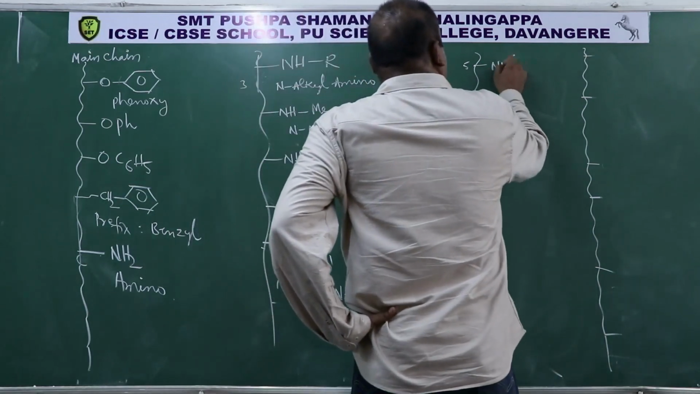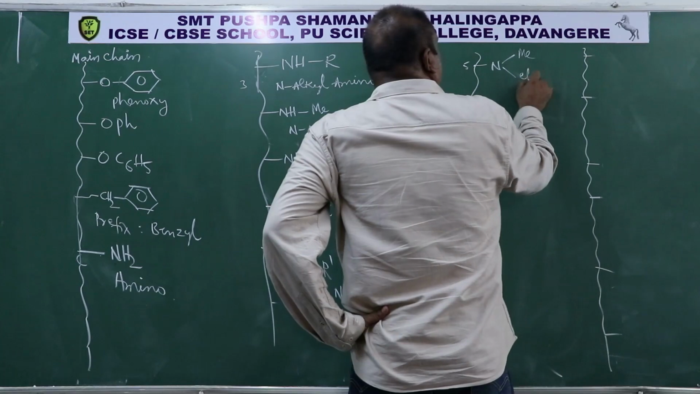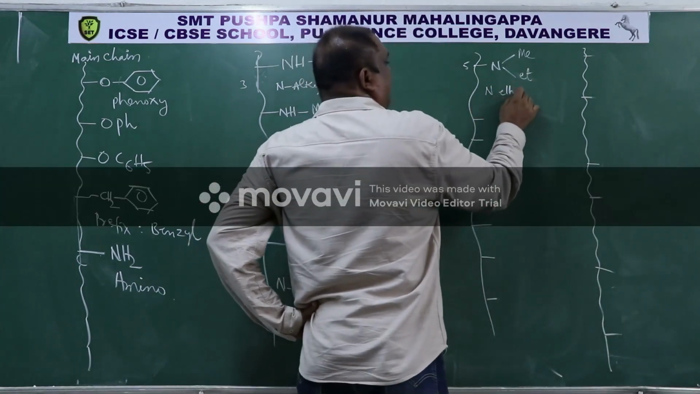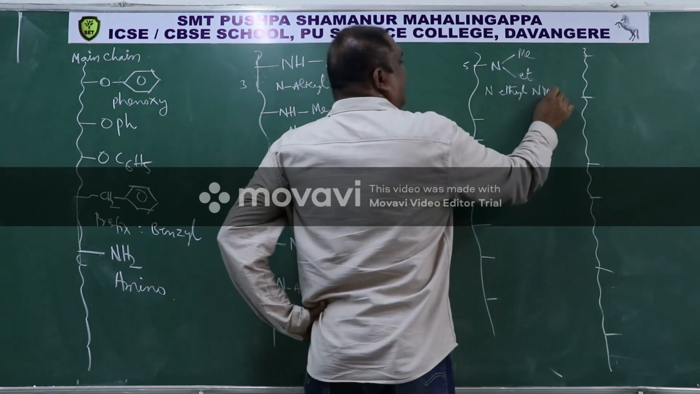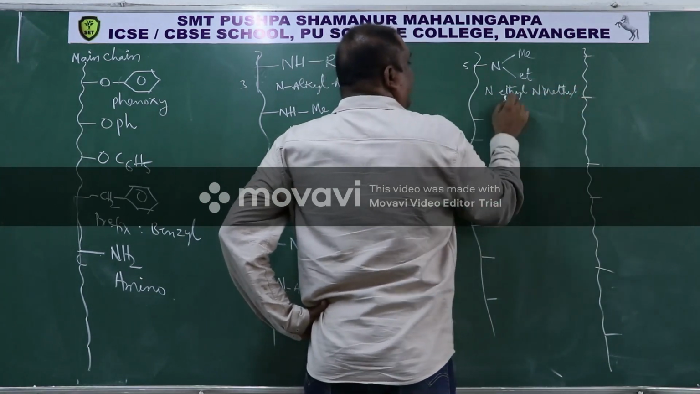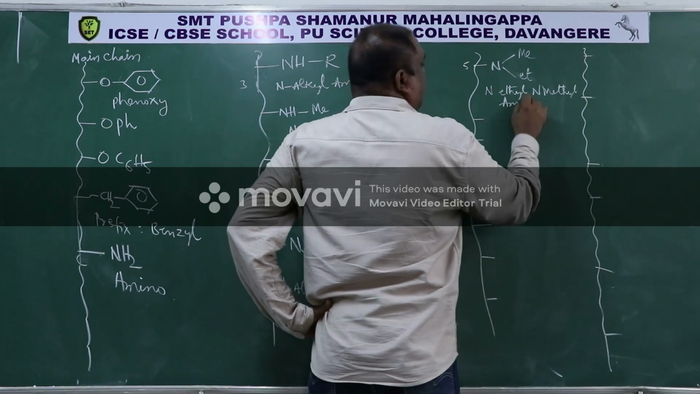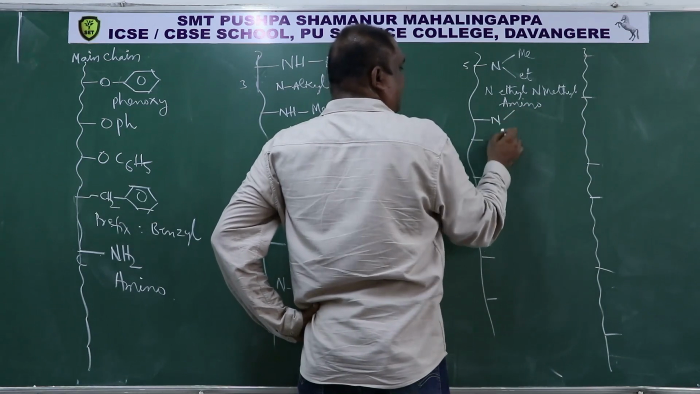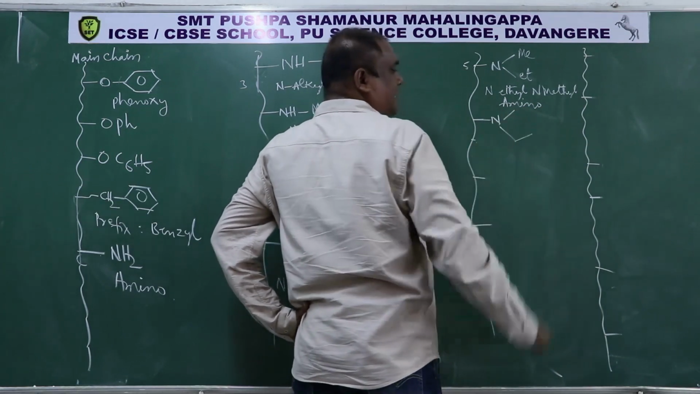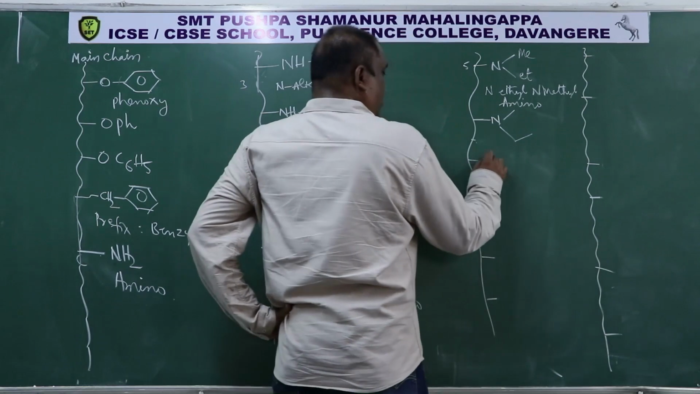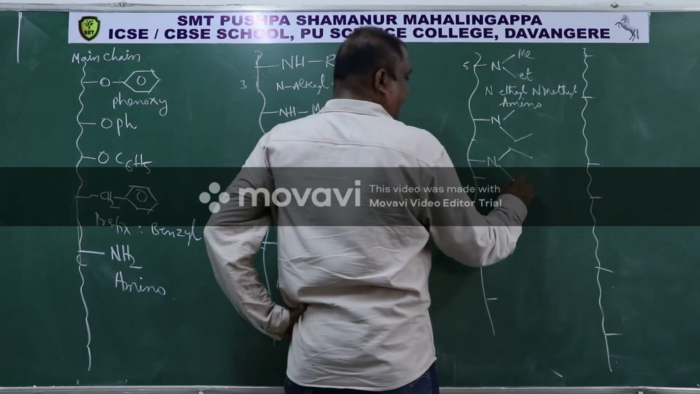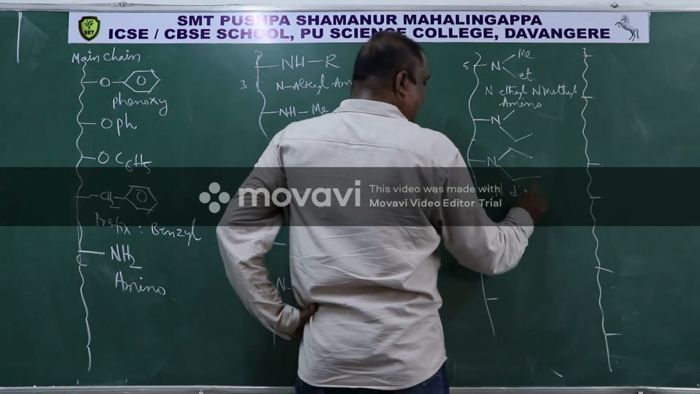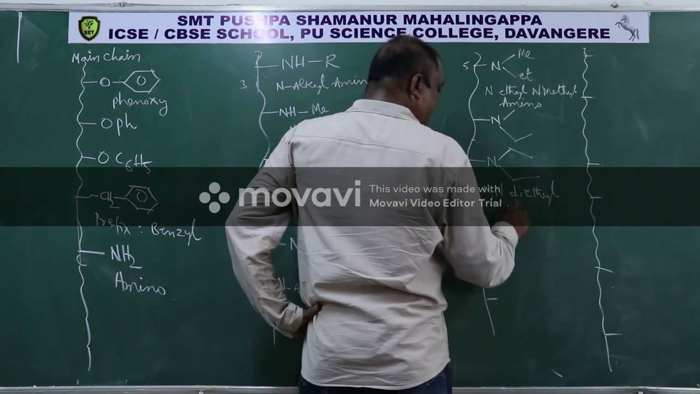Now to this, one side methyl, one side ethyl is attached, then it is N-ethyl amino. So I will write that as N, this is methyl, this is ethyl, like this also I can write. Now N, this becomes what? N comma N, diethyl amino.